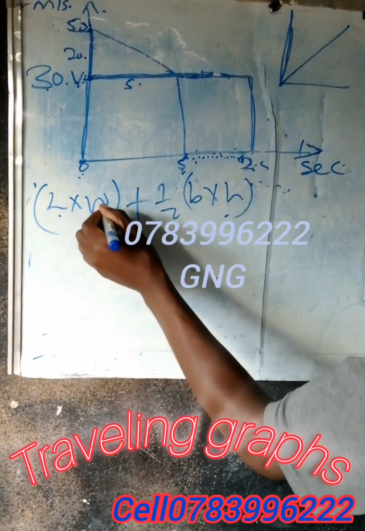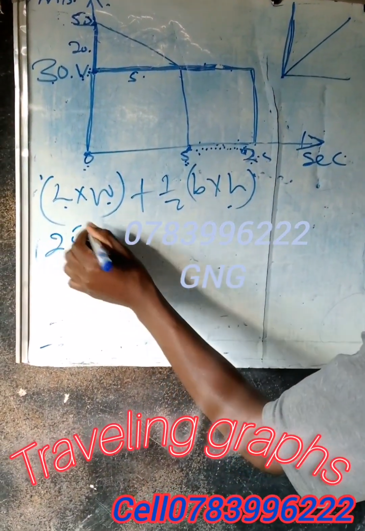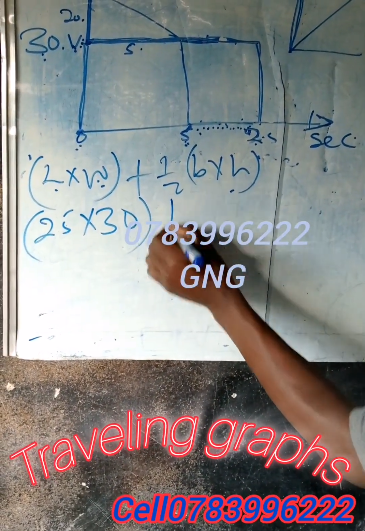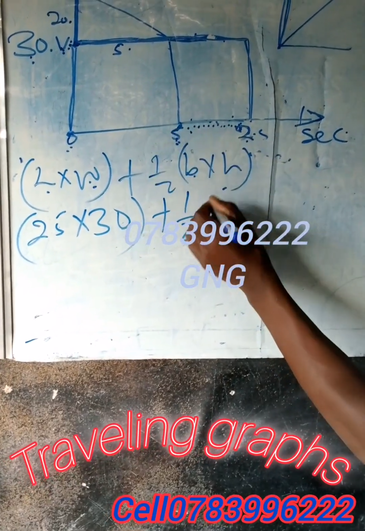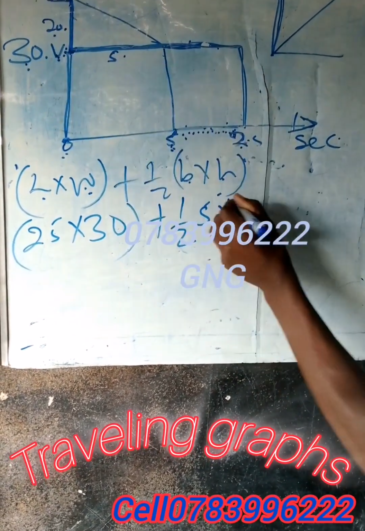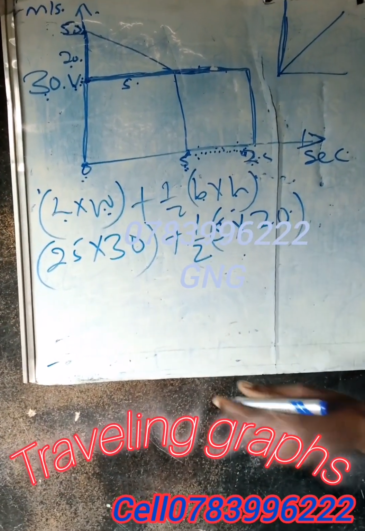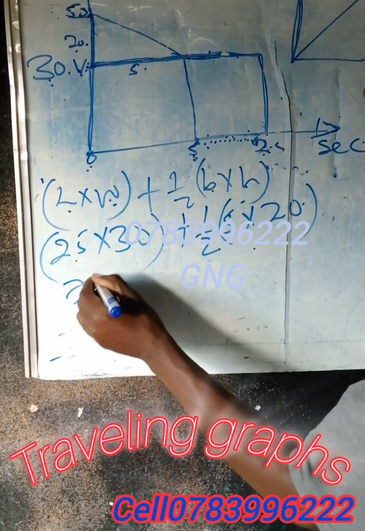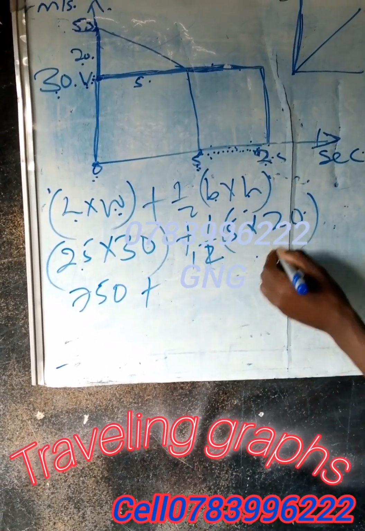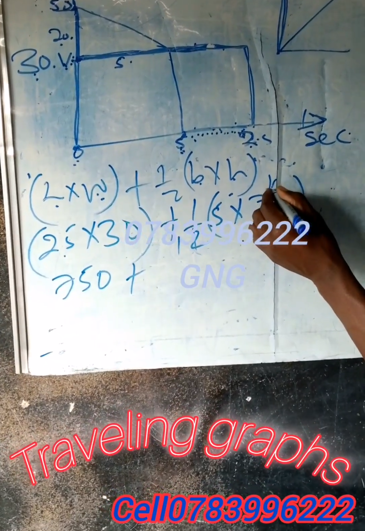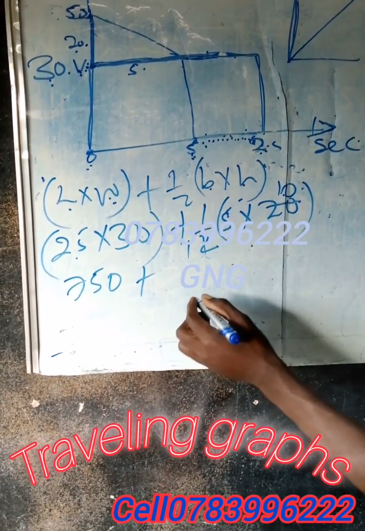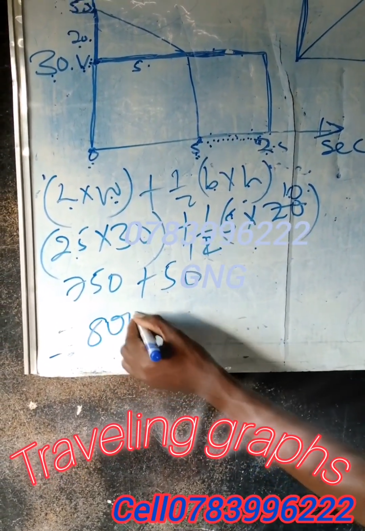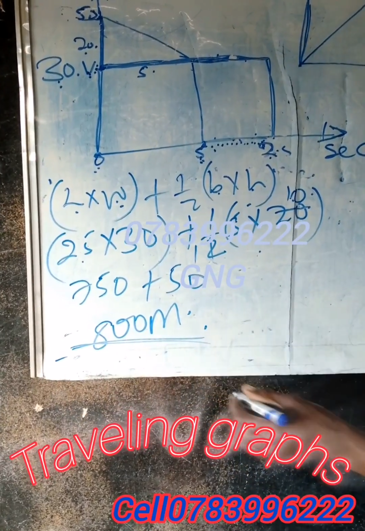So what is length times width? Length is 25 times my width, 30. The value of 25 times 30 is 750. Plus half times base 5 times height 20. Half of 20 is 10, and 10 times 5 is 50. So 750 plus 50 is 800. So 800 meters will be my distance.